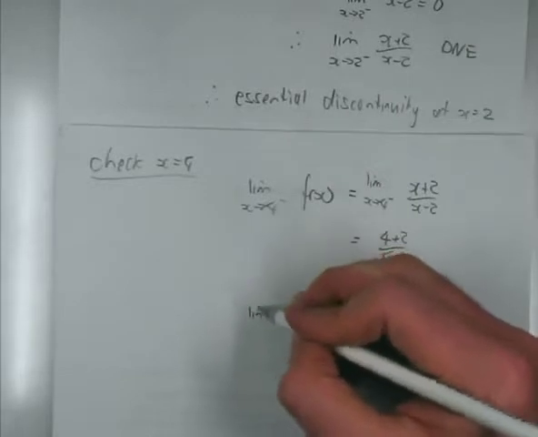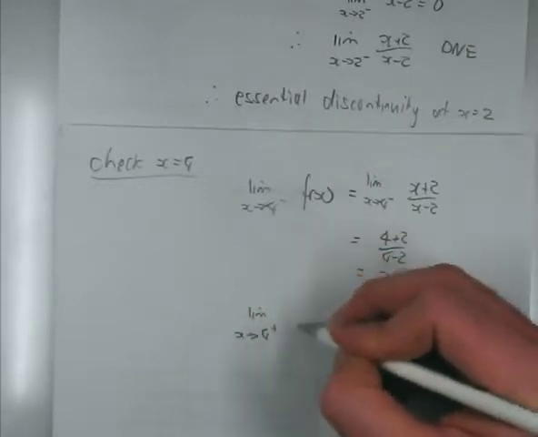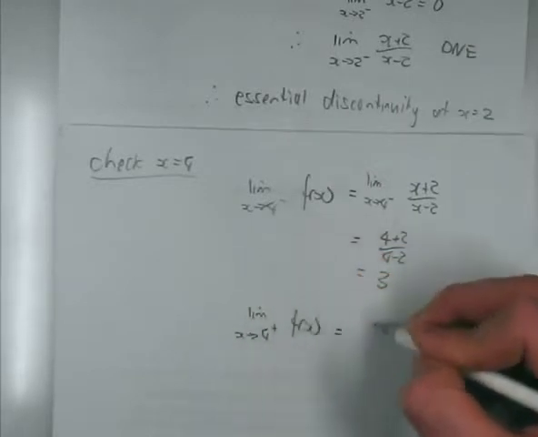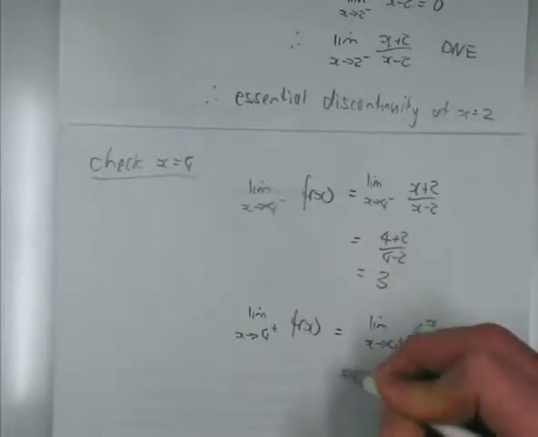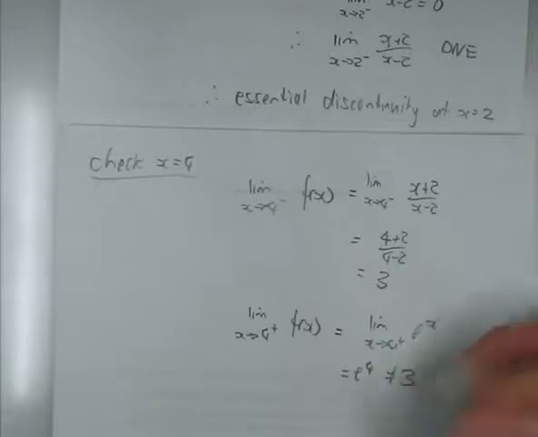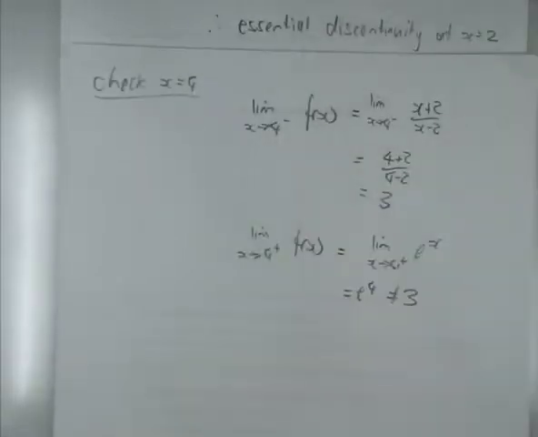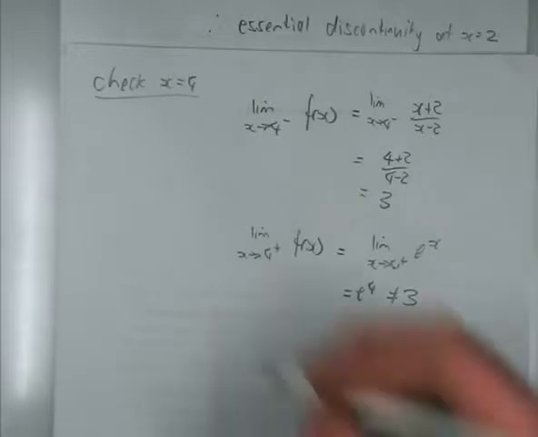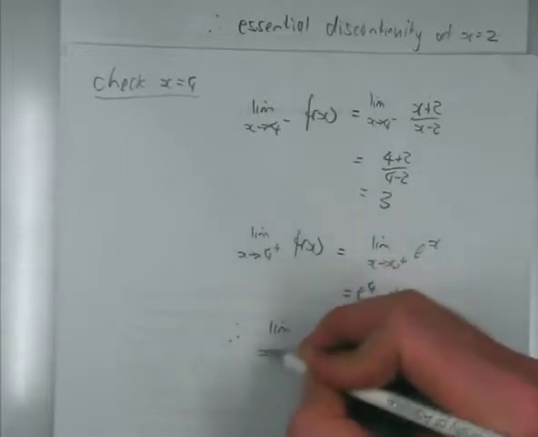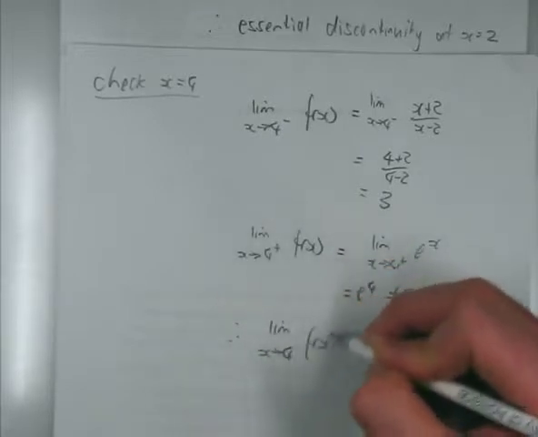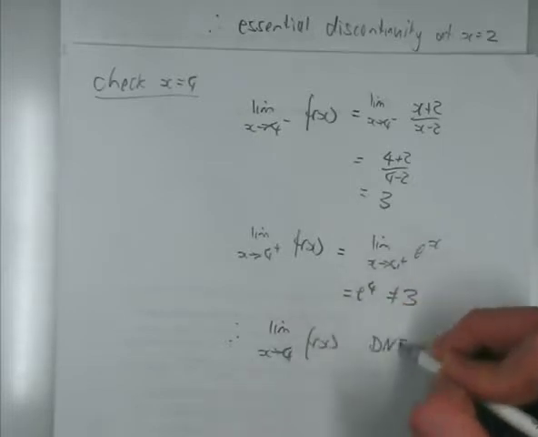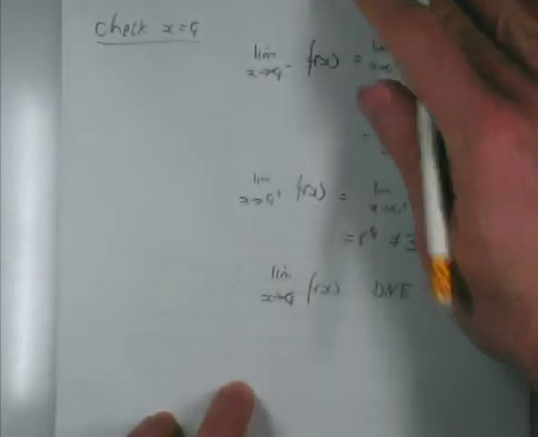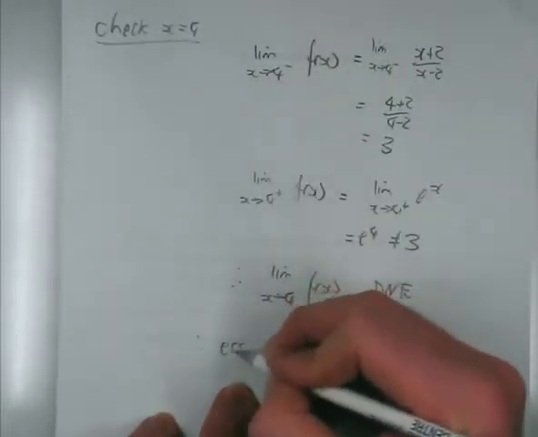And the limit as x goes to 4 from above of f of x. Above 4, the formula was e to the x, which is e to the 4, which is totally not 3. And so again, the limit fails to exist. So the limit as x goes to 4 of f of x, without the plus or minus, just 4, does not exist because these two aren't equal. So we have another essential discontinuity.